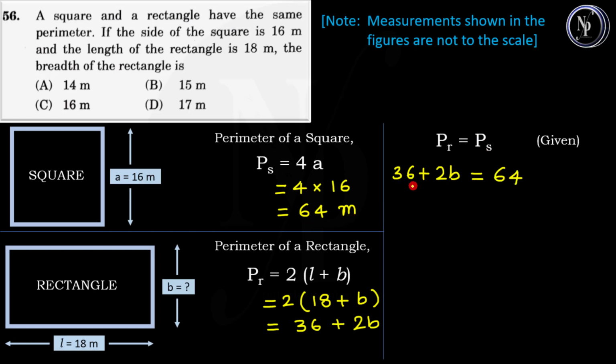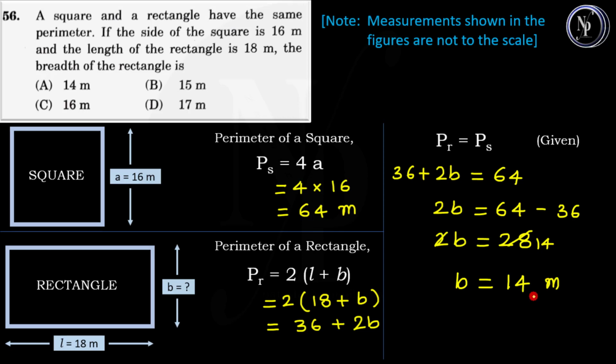Now taking this 36 to the right hand side becomes minus 36. So 2B is equal to 64 minus 36. Subtracting 36 from 64, we get 28. Therefore, B is equal to 28 divided by 2. 2 ones are 2, 2 into 14 is 28, 14 twos are 28. Therefore, B is equal to 14 meters is the required answer. That is, the breadth of the rectangle is 14 meters.